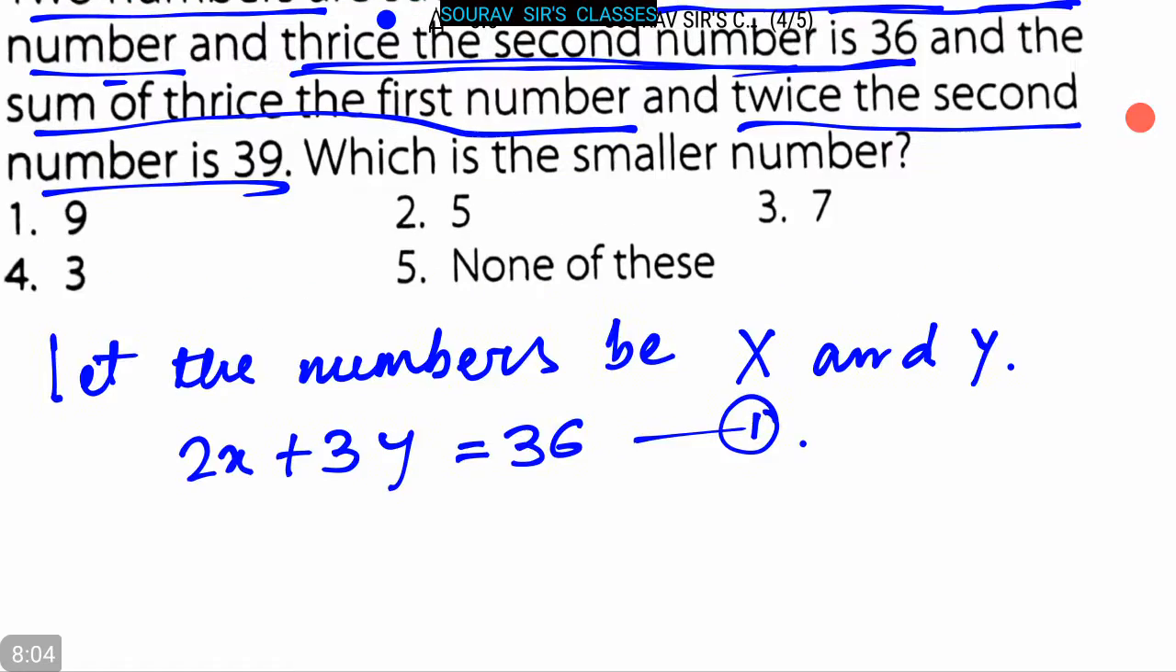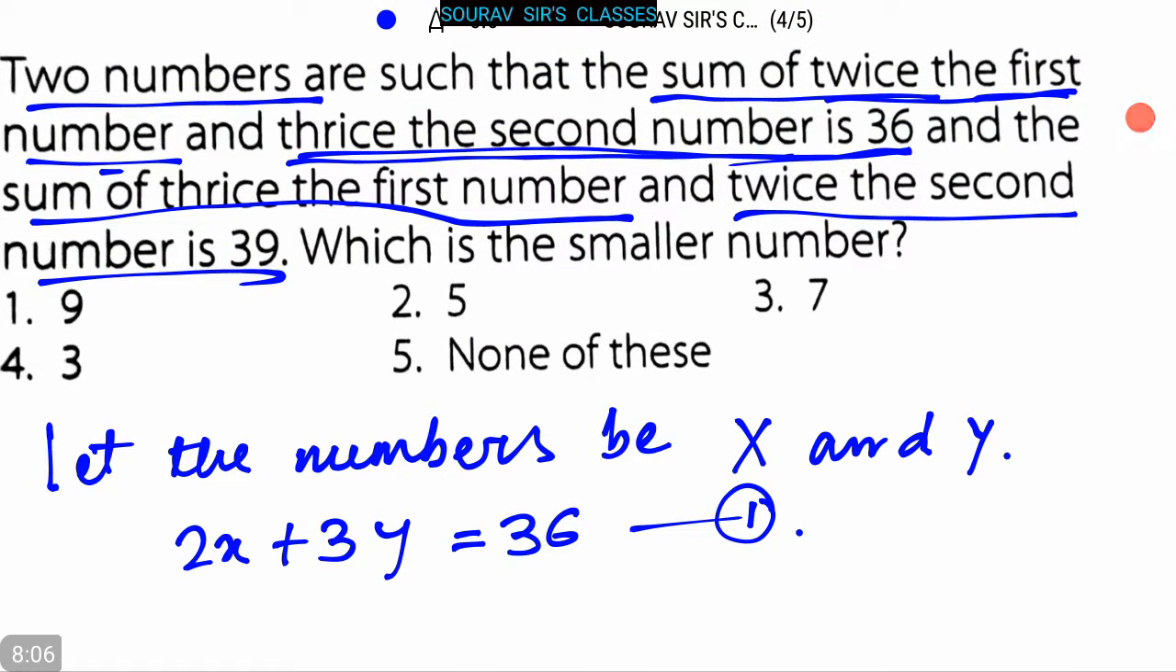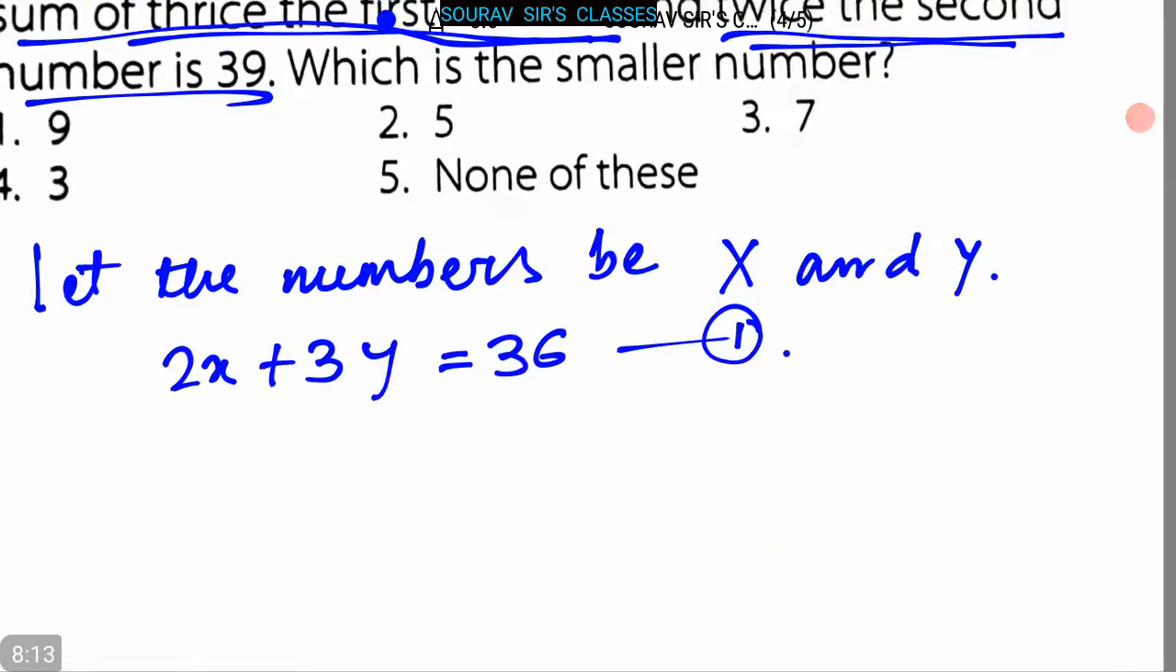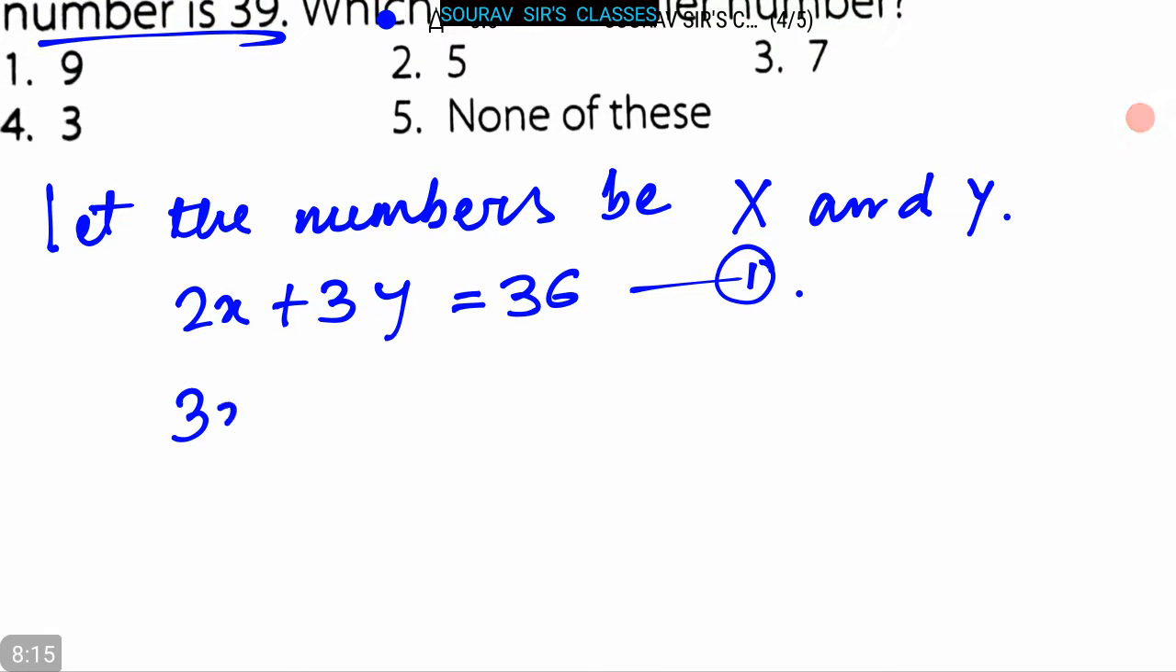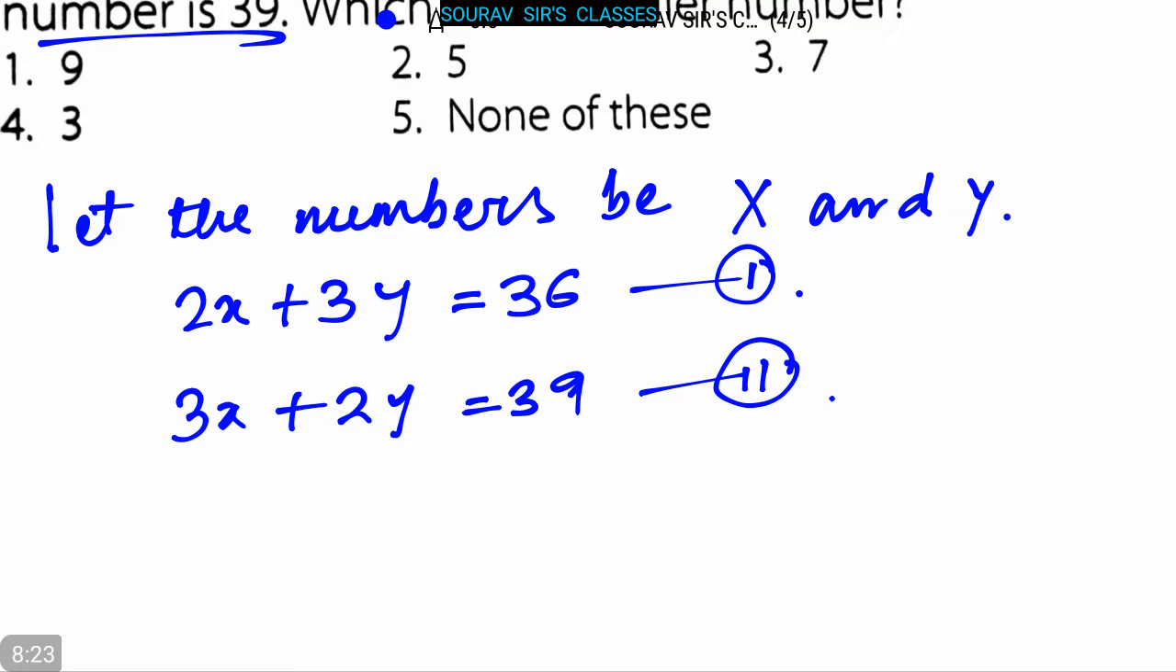And it was again given that the sum of thrice the first number and twice the second number, that is 3x plus 2y, is equal to 39. So 3x plus 2y is equal to 39, and let's consider it as equation number 2.